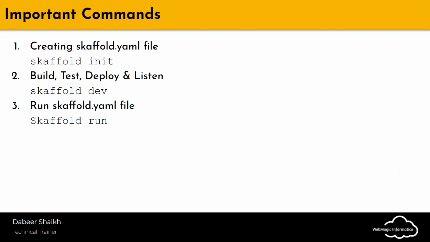Some important commands associated with Skaffold: skaffold init. This command creates a sample or basic Skaffold file depending upon whatever Dockerfiles and YAML files you have inside the repository where you are running this command. If you're using Skaffold locally, then you can use the skaffold dev command. It will build, test, deploy, and listen to changes. And if you're doing it as part of your CI/CD pipelines, then you can use the skaffold run command. Again, it will run the skaffold.yaml file and do the build step, test step, pushing the image to the container registry step, and finally deploying it using the manifest file.